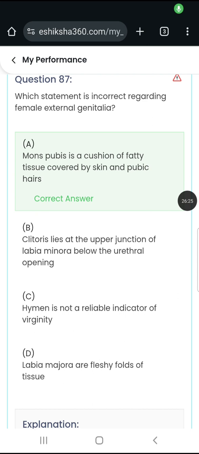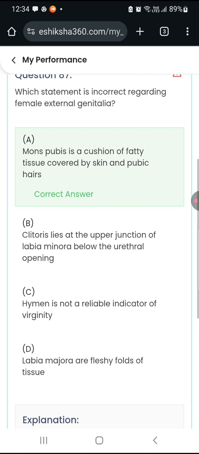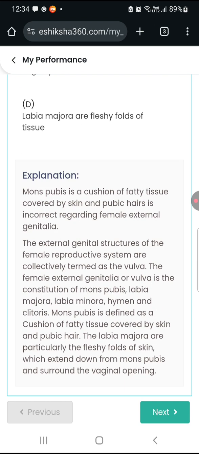Which statement is incorrect regarding female external genitalia? Mons pubis is a cushion of fatty tissue covered by skin and pubic hairs. Explanation: The statement that mons pubis is a cushion of fatty tissue covered by skin and pubic hair is incorrect regarding female external genitalia. The external genital structures of the female reproductive system are collectively termed the vulva.